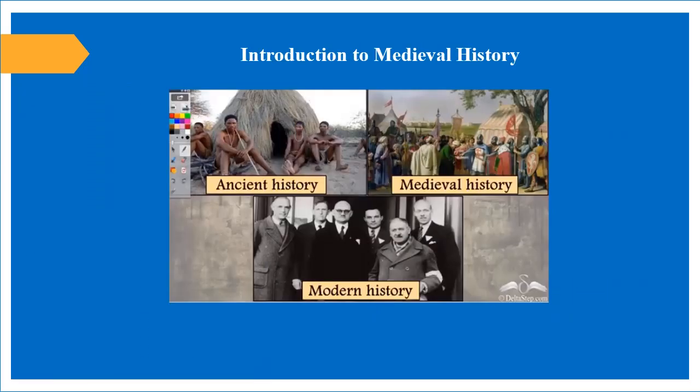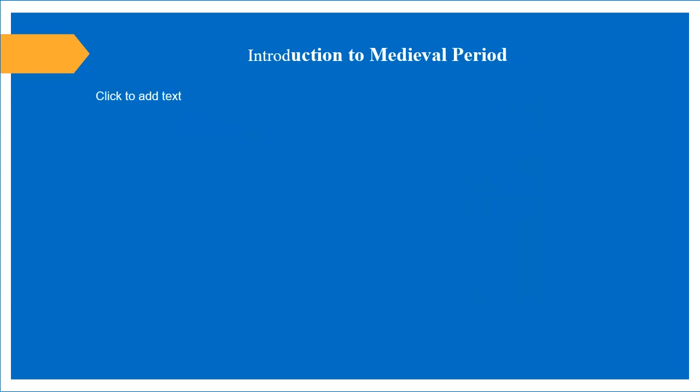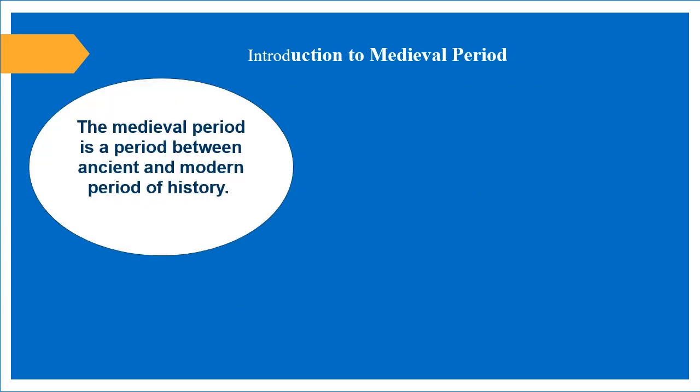We already know that history is a chronological, scientific, and systematic account of past events, right? And in the last grade, that means sixth grade, we have learned about ancient history. In grade 7, we are going to learn about medieval history. Okay, so introduction to medieval period. The medieval period is a period between ancient and modern period of history. You can remember it as middle period. That means it was the period between ancient and modern period of history.